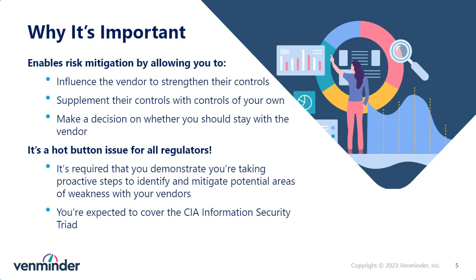So I think we all understand at a high level why cybersecurity is important. When we're talking about our vendors, though, really it's kind of two-pronged, right? When we're talking about why it's important, enabling your risk mitigation allows you to influence your vendors to strengthen their controls, right? So if you're coming to the table with the knowledge of what's going on, you're able to bring to them what you need them to do to secure your environment as well as theirs.